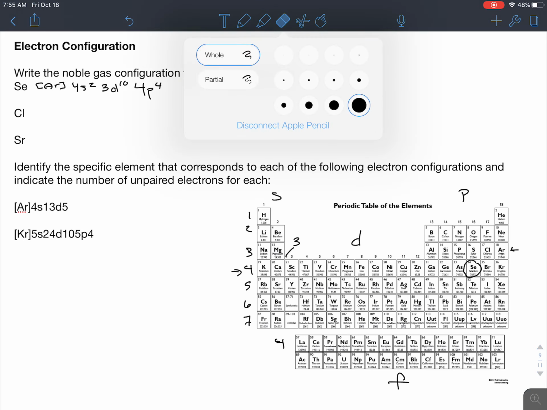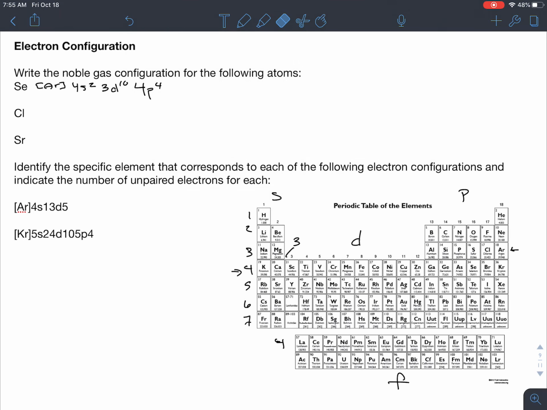Now the next one is chlorine, which is over here. So the noble gas before that is neon. And then you have 3s2, 3p5.